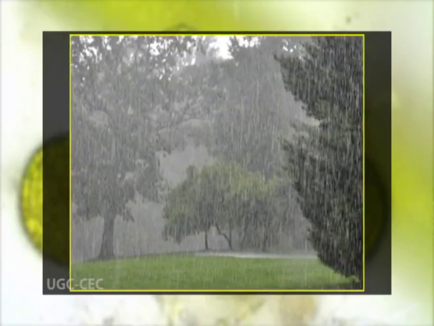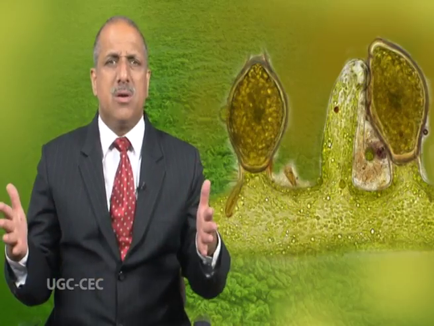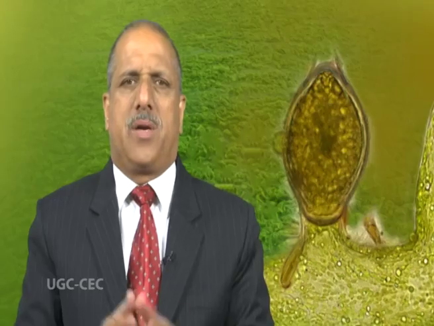Sometimes it has been observed that torrential rains also break the filaments. Once the filaments are broken, they grow into new individuals. But this is possible only when conditions are highly favorable.